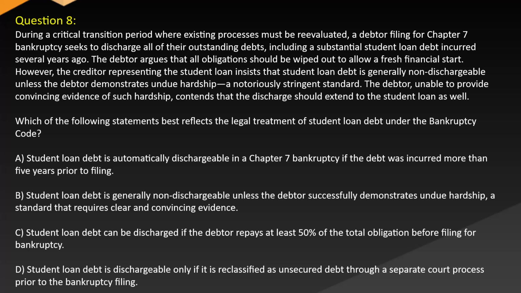A. Student loan debt is automatically dischargeable in Chapter 7 bankruptcy if the debt was incurred more than 5 years prior to filing. B. Student loan debt is generally non-dischargeable unless the debtor successfully demonstrates undue hardship, a standard that requires clear and convincing evidence. C. Student loan debt can be discharged if the debtor repays at least 50% of the total obligation before filing for bankruptcy. D. Loan debt is dischargeable only if it is reclassified as unsecured debt through a separate court process prior to the bankruptcy filing.